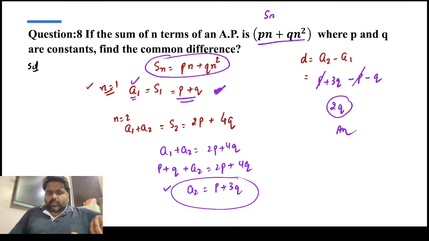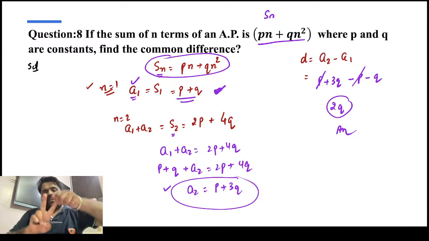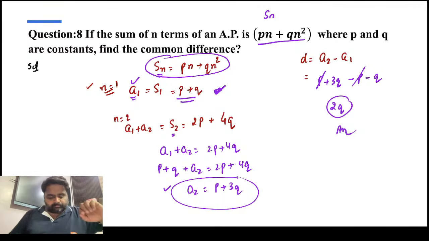Now put n is equal to 2. Put n is equal to 2 means we got S2. S2 means the sum of the first two terms, that is of A1 and A2. If there is S3, the sum of the first three terms, A1 plus A2 plus A3. If it is S4, A1 plus A2 plus A3 plus A4, like that. Now we have put the value and we got the result like A2, and the value of D, A1 and A2 we know that, and we got the result as 2q.